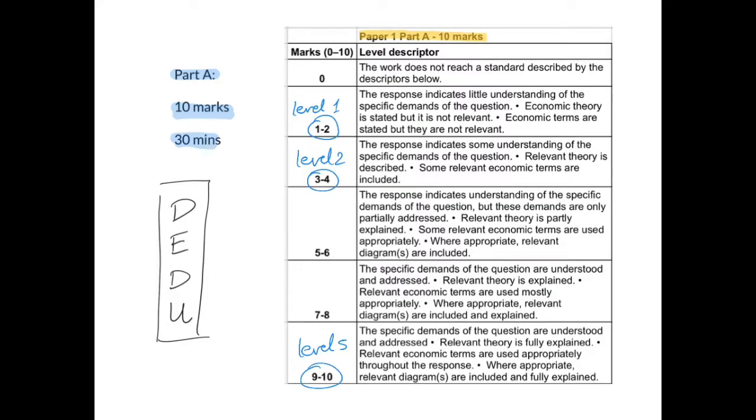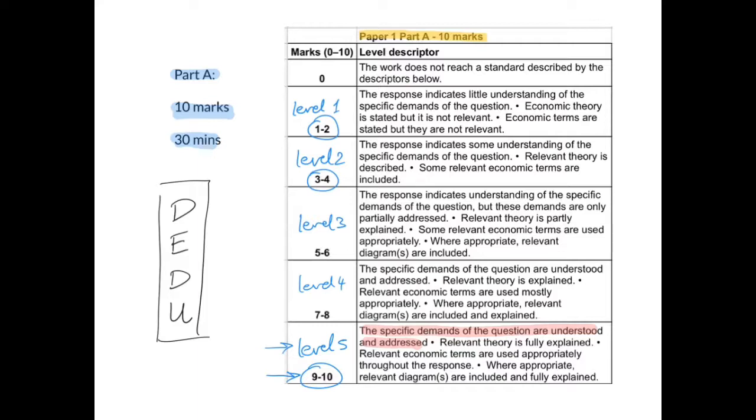Now, I'm assuming everybody wants to access level 5, because even if you don't access level 5, you might land on level 4 or maybe a high level 3, right? So this video is me explaining how you construct your essay in order to land on level 5. As you can see, to access level 5, you need to show that the specific demands of the question are understood and addressed, that you have understood the specific demands of the question and you have addressed them.